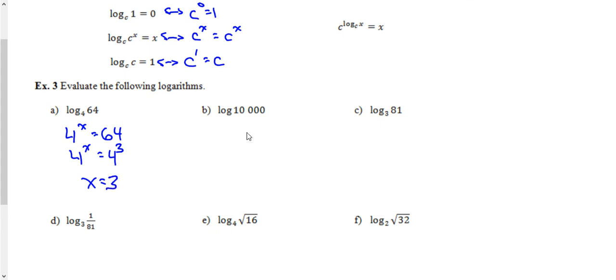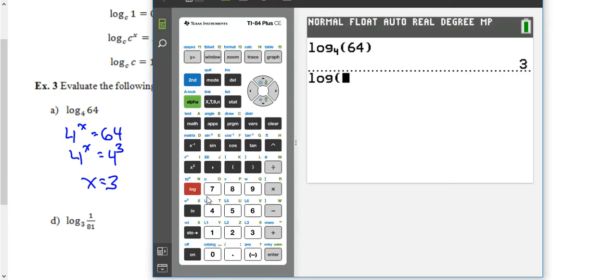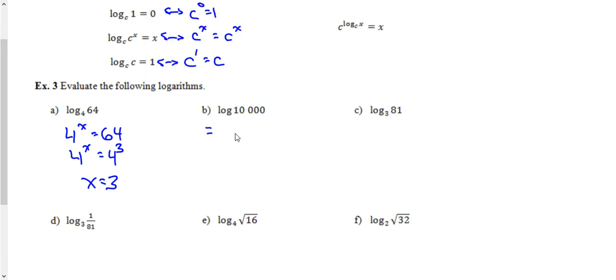Over here, this is log base 10 of 10,000. So again, to evaluate, you're just trying to find what x is, or you could just use your graphing calculator. In this case, your log button's right here. Without any base, by default, it's 10. So I have 10,000 right here. It's just going to be 4, so our answer here is just 4.